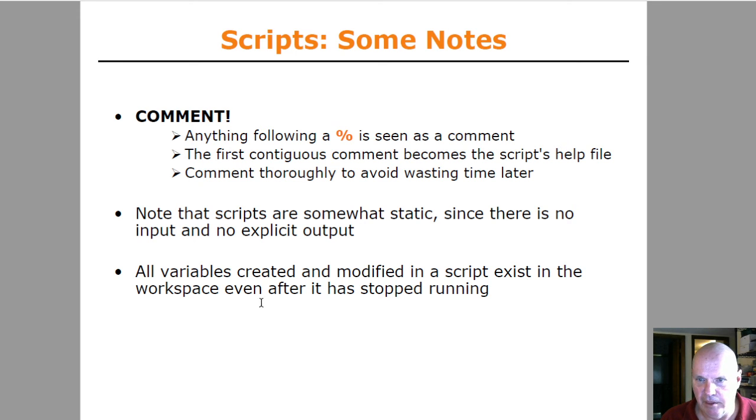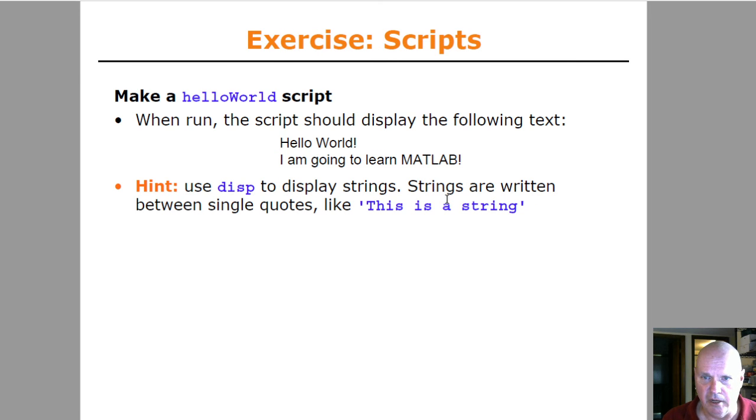I think we've covered everything there. All variables created and modified in a script exist in the workspace even after they stop running. We'll see examples of that later on. Anything after percent is a comment. The first comment lines at the beginning of the file become the script's help file. Commenting thoroughly can help you figure out what a script does later on.